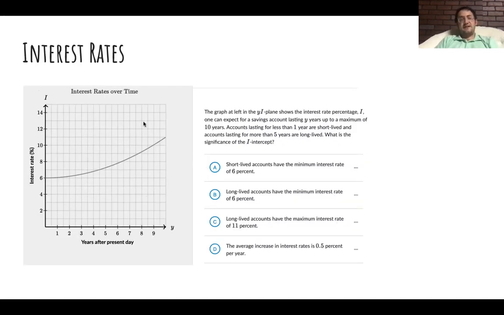What this is saying is that it shows the interest rate one can expect for a savings account lasting Y years, up to a maximum of 10 years. So we're looking at the I-intercept. This is a 6% interest rate. So obviously, things that don't have 6% in the description, we can immediately eliminate.